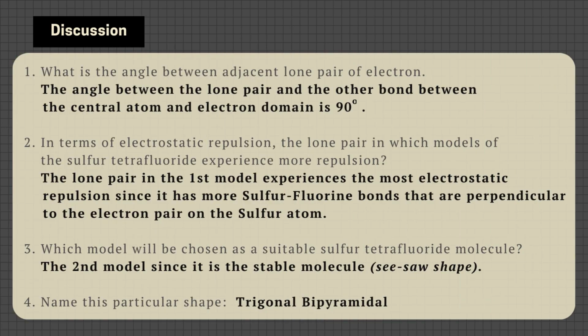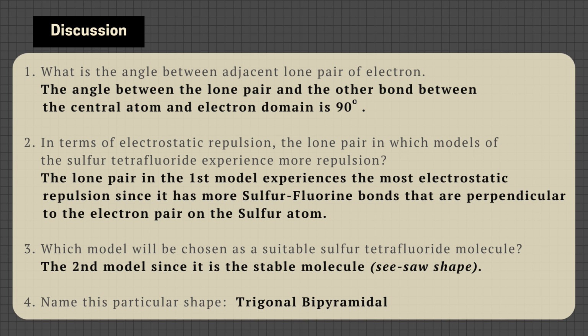As for the discussion part, the question asks what is the angle between adjacent lone pair of electron. So the angle between the lone pair and the other bond between the central atom and electron domain is 90 degrees. For the second one, in terms of electrostatic repulsion, the lone pair in which model of the sulfur tetrafluoride experiences more repulsion? The lone pair in the first model experiences the most electrostatic repulsion since it has more sulfur fluorine bonds that are perpendicular to the electron pair on the sulfur atom, which is 3 sulfur fluorine bonds.